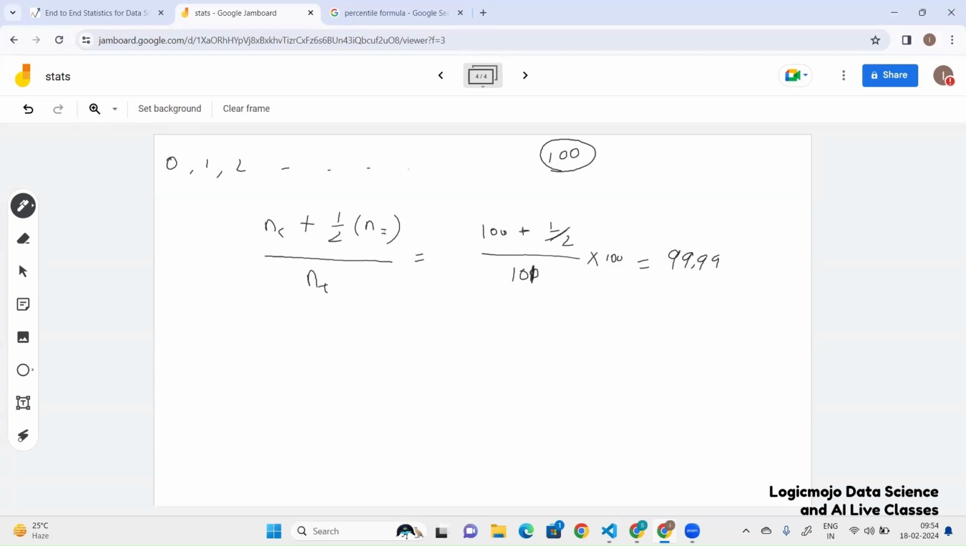Now calculate for the value equal to 50. It's a simple calculation. N_less is 50, plus 1/2 into 1, divided by 100 in total, and into 100, of course. So it will be exactly 50. Is this clear?